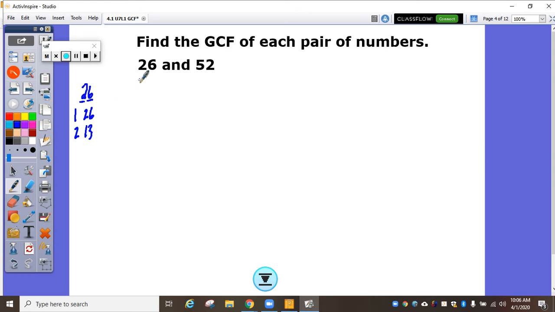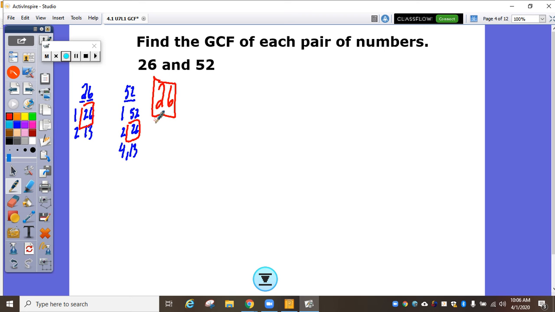Now 52. When I look at the factors of 52, I have 1 and 52, 2 and 26, 3 does not go into 52, 4 and 13, 5 does not go in, 6 does not, 7 does not, 8, 9, or 10 does not go in. So these are my factors right here. The largest number that both of these have in common is going to be 26. So my greatest common factor is 26.